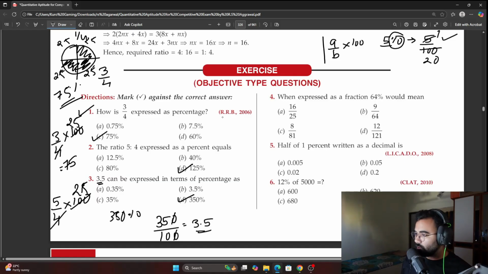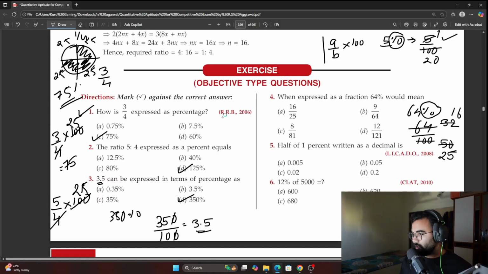All right, we move on to question number 4. When expressed as a fraction, 64% would mean, all right, 64 percentage, right? So whenever you need to remove this percentage sign, what do you do? You put 100 in the denominator. Now you can keep on reducing this fraction. I think we'll start with 2. 2 3s are 6, 2 2s are 4, 2 50s are 100, 2 16s are 32, 2 25s are 50. I think this should be enough. Now we cannot cut this any further, so the answer will be A.